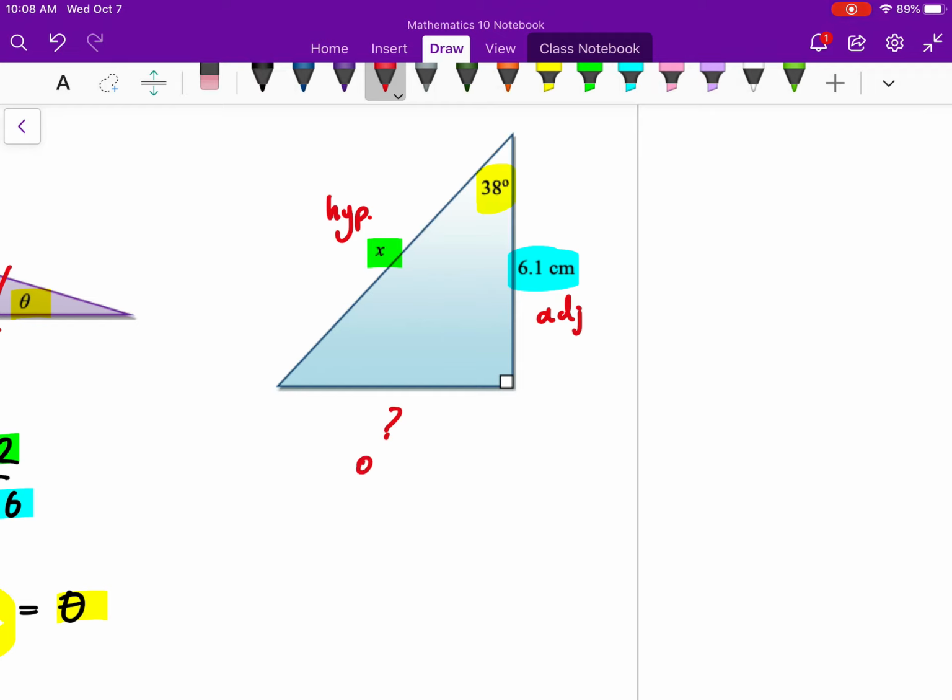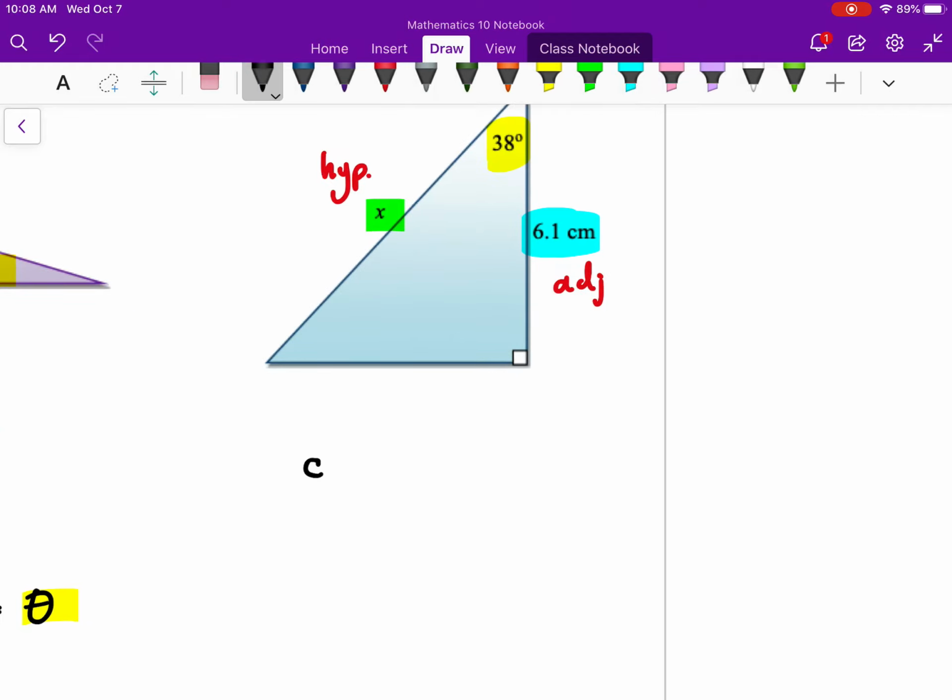This side down here, which I don't know and I don't need to find, is the side opposite to 38 degrees. All right, so from 38 degrees, 6.1 is the adjacent side, and x, what we're trying to figure out, is the hypotenuse. So again, I'm actually going to use cosine again, because I have adjacent and hypotenuse. So this time, I say the cosine of 38 degrees, the angle I know, is adjacent over hypotenuse, 6.1 over x.